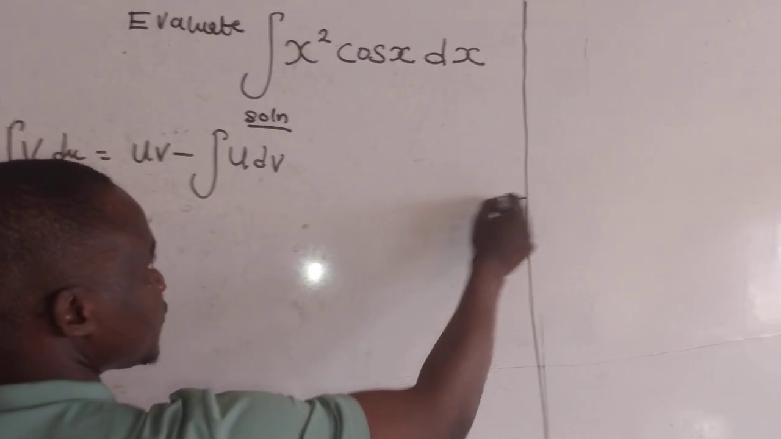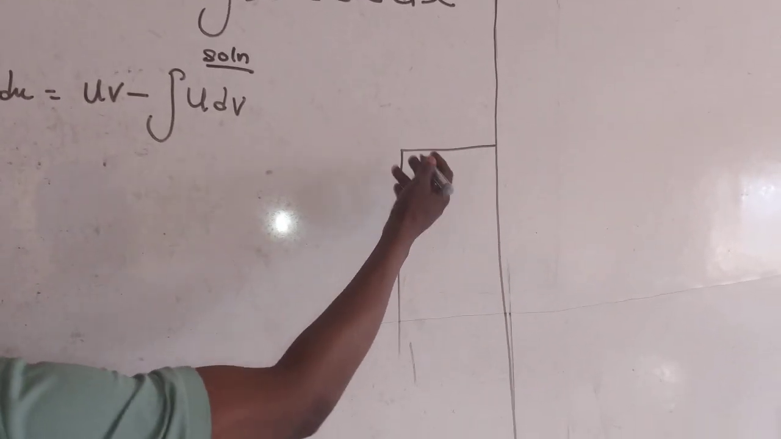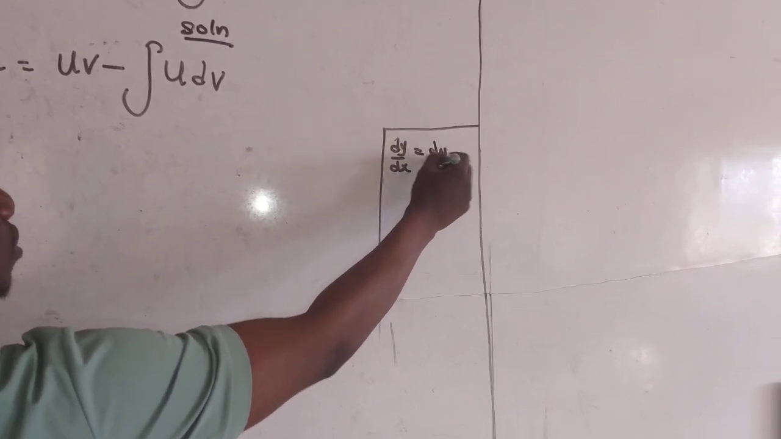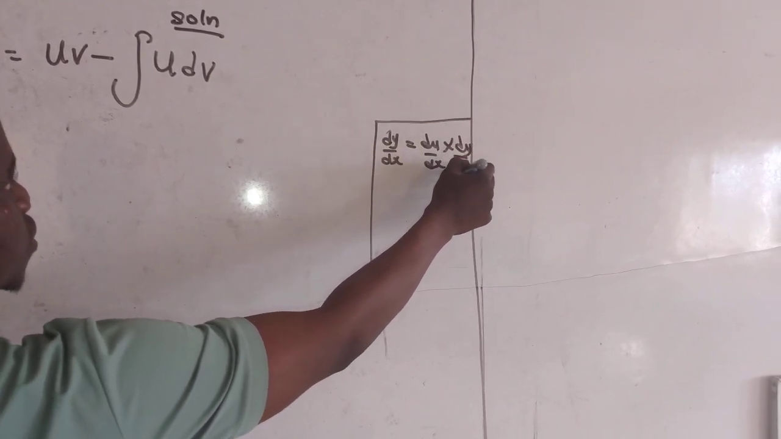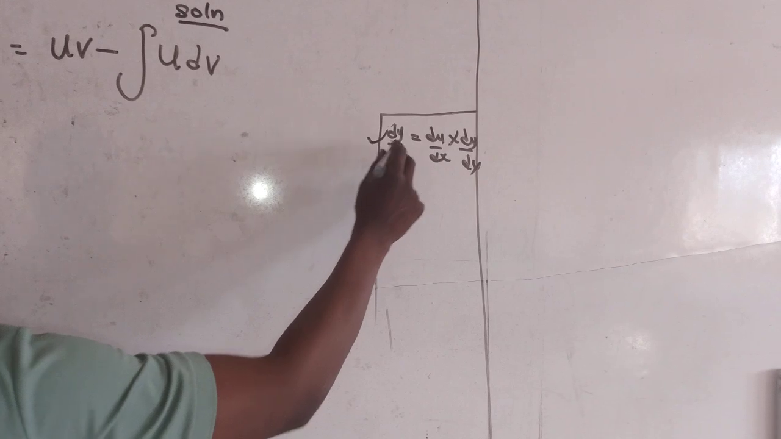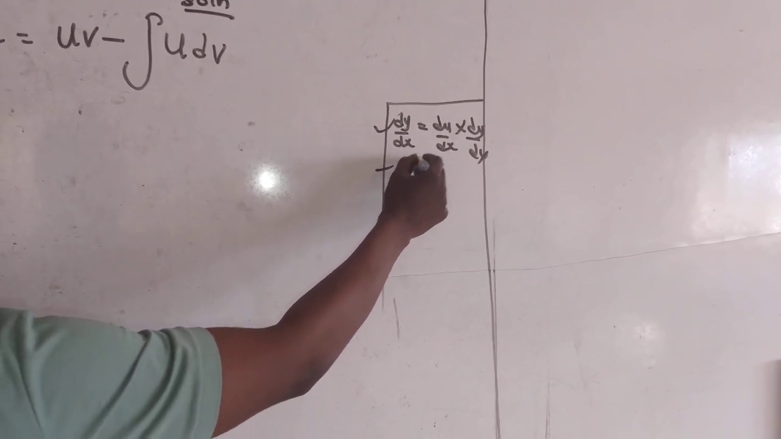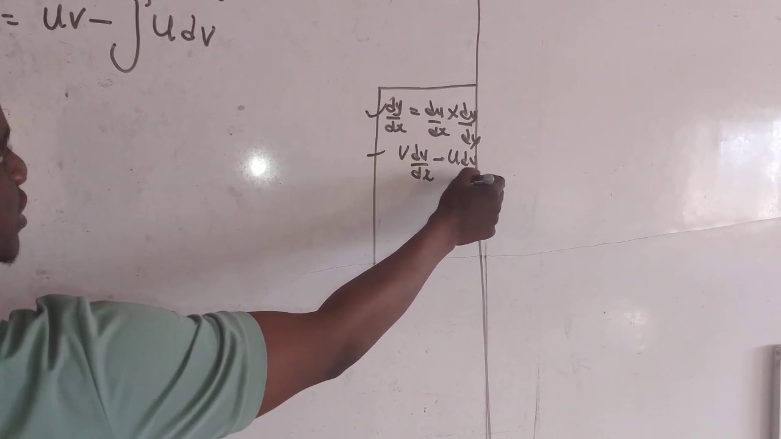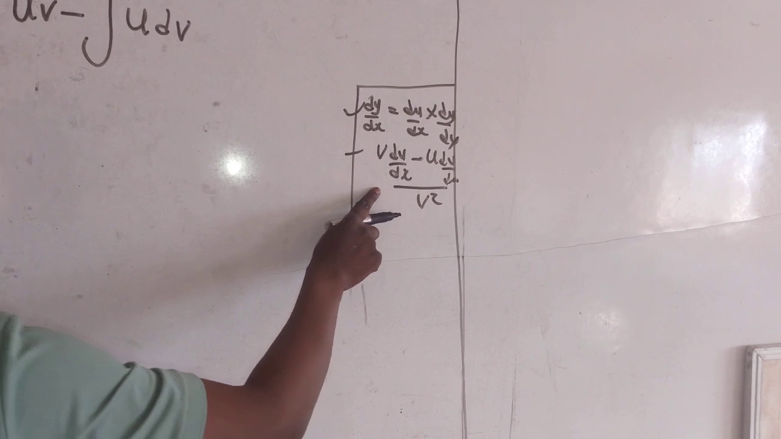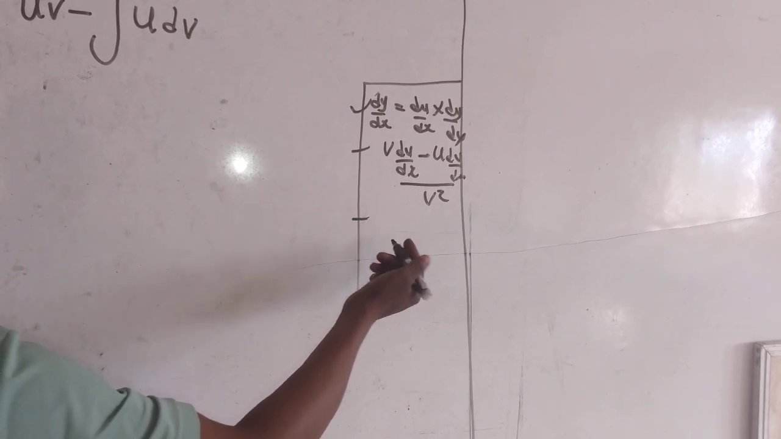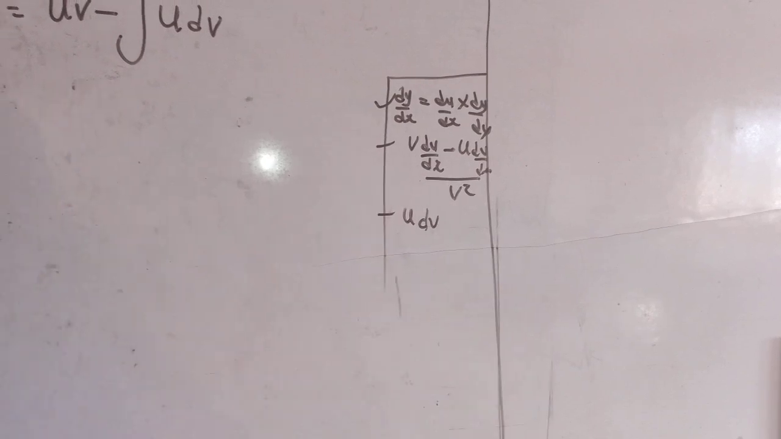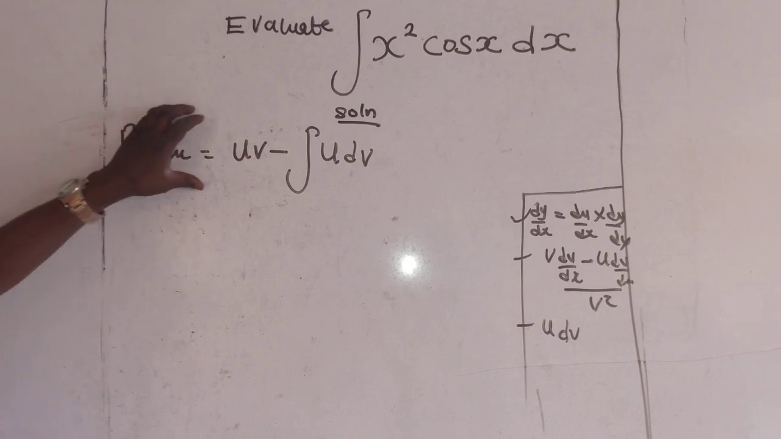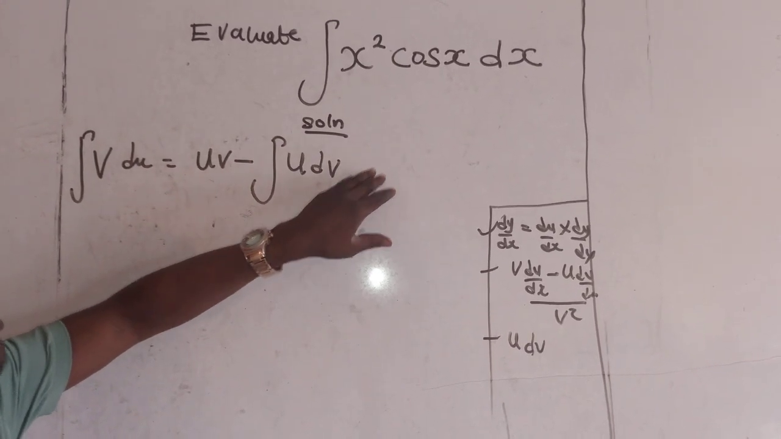For instance, in differentiation you have dy dx equals du dx multiplied by dy du. This is the chain rule. You also have v du dx minus u dv dx divided by v squared. This is the quotient rule. We also have the product rule, which is u dv dx plus v du dx. But here you have to use integration by parts.